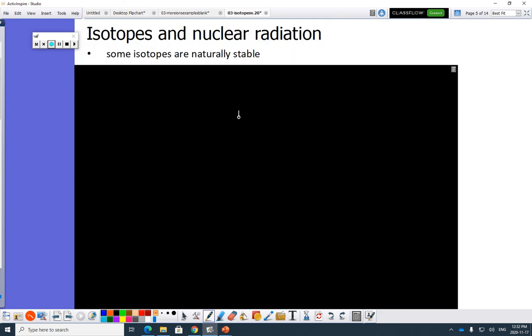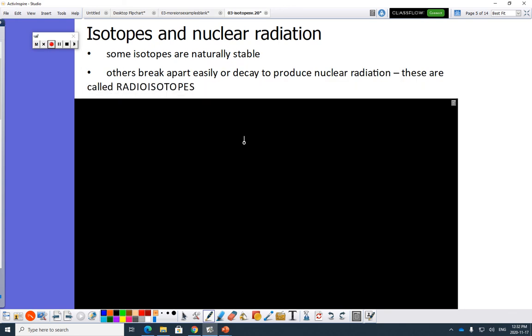So many isotopes are naturally stable, but many are not. Others will break apart to produce nuclear radiation. They are called radioisotopes. I left a humongous blank, but really it's just for this.